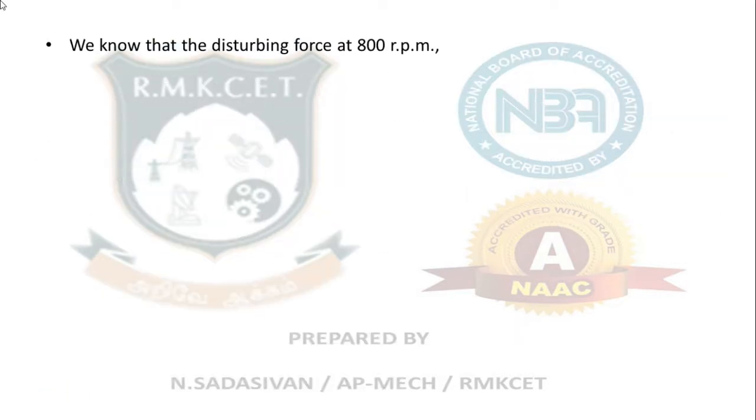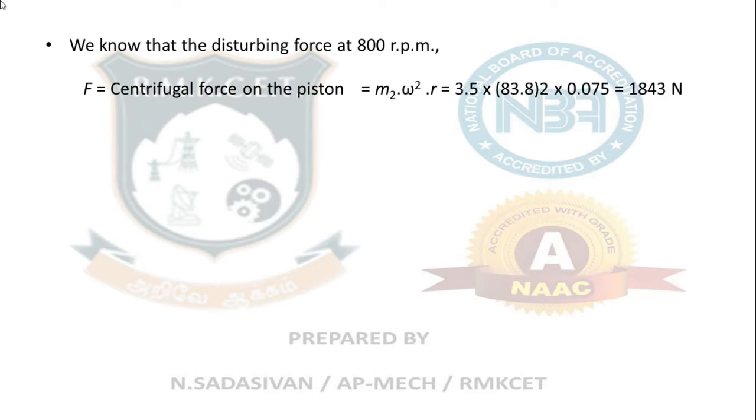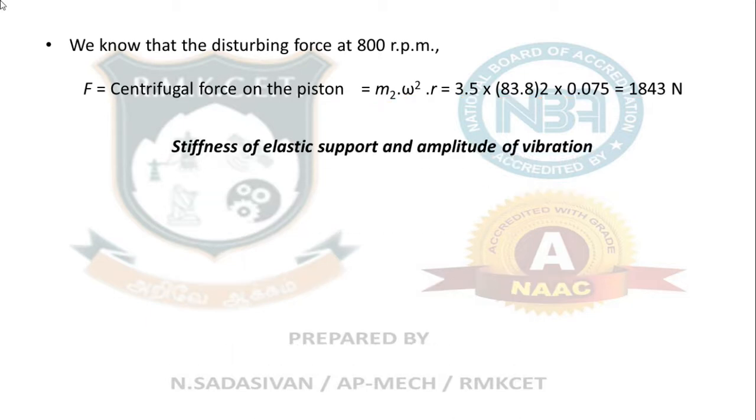You know that the disturbing force at 800 rpm, F, is equal to the centrifugal force m omega square r. So the 3.5 kg piston is taken as the disturbing mass. Omega is 800 rpm, 83.8 radians per second. Radius is half of the stroke length, 150 mm, which is 75 millimeter. Multiplying that, we get 1843 Newton as the centrifugal force, the disturbing force created.